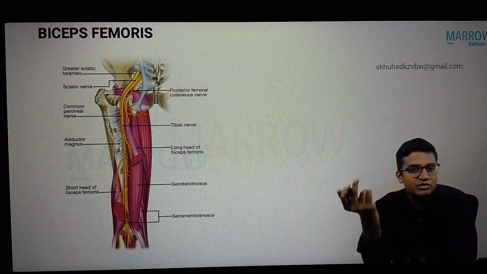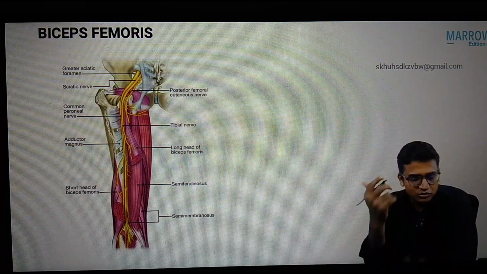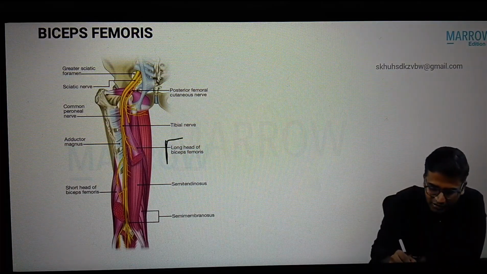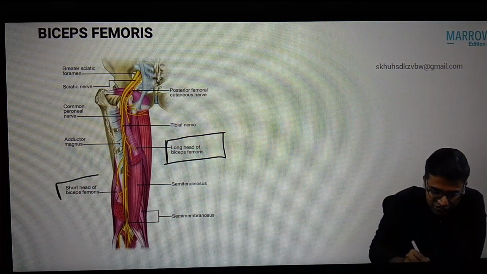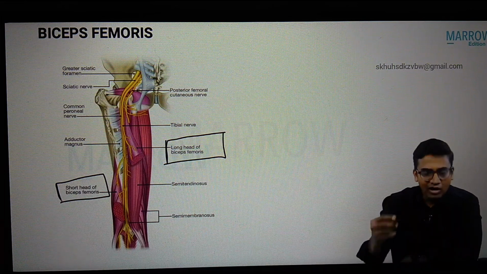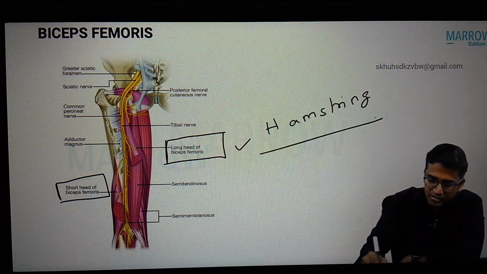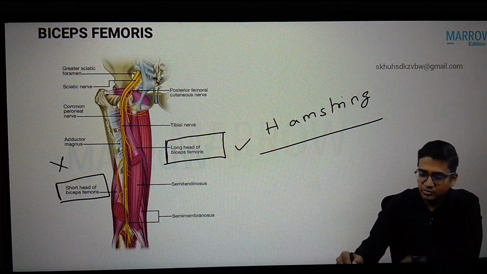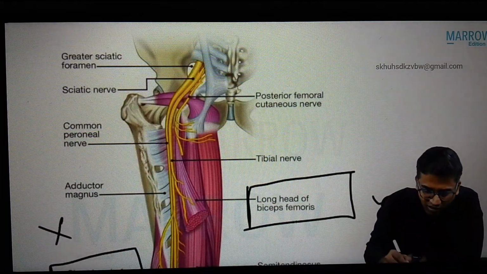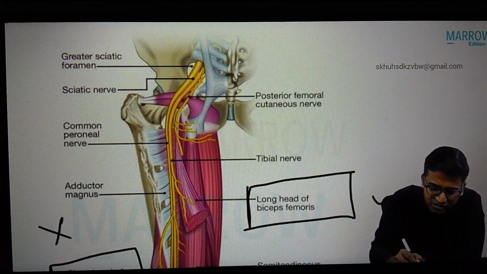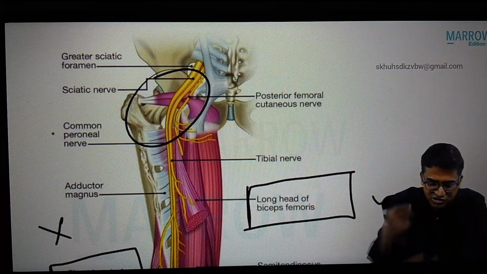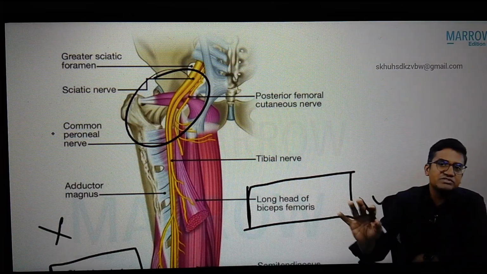Again, the name itself gives you a clue. Biceps femoris muscle has two heads: the long head and the short head of biceps femoris muscle. The long head is a hamstring muscle. The short head is not a hamstring muscle. Why, sir? Now see the diagram. The long head takes origin from the ischial tuberosity, whereas the short head is not taking origin from the ischial tuberosity.